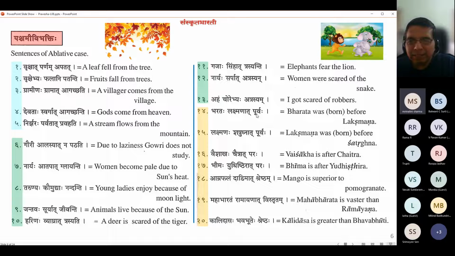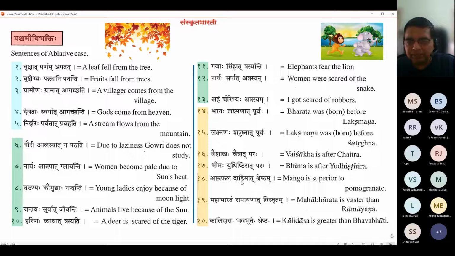But the comparison word is this. So, Bharata is prior to whom? To whom? Lakshmanat. That means he was born before Lakshmana. Similarly, Lakshmana was born before Shatrughna. Vaishaka is after Chaitra. So, before or after sense. Bhima is after Yudhishthira in birth, of course.